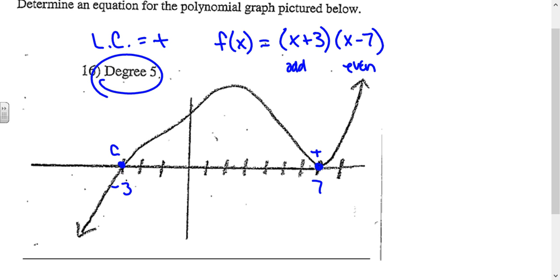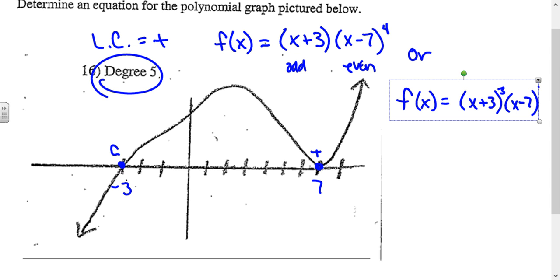Now here's the thing. Technically, this one could have two possible answers because they have to add to be 5. So I have to have an odd number and an even number that add to be 5. Well, guess what? 1 and 4 would work, and 2 and 3 would also work. So technically, you could have this one be a 1 and this one be a 4. Or you could have this one be a 3 and this one be a 2.